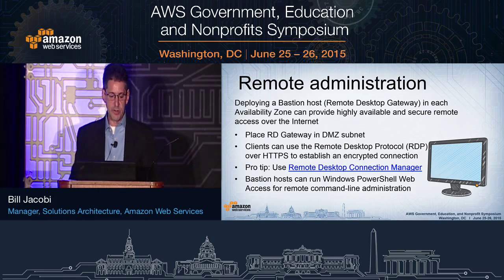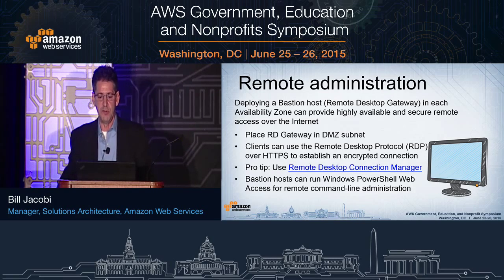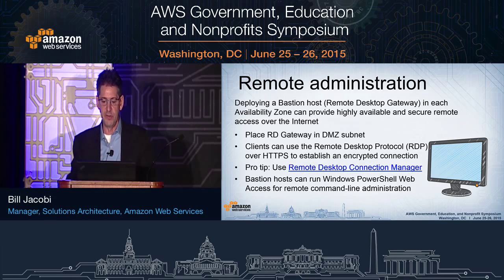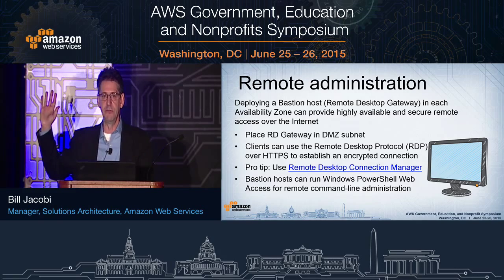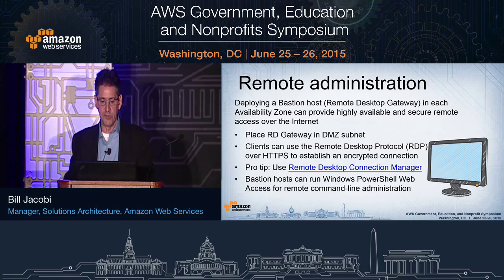Okay, so let's shift over to administration. How would you administer Windows instances? Essentially, you would administer Windows instances in the same way that you would on premise. We would recommend that you put a remote desktop gateway in your public subnet, in your DMZ subnet. You can use the remote desktop protocol. How many of you know what RDP is? Essentially, all of you know what remote desktop protocol is.